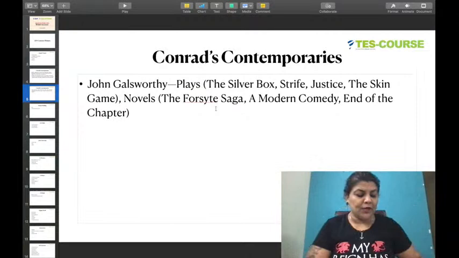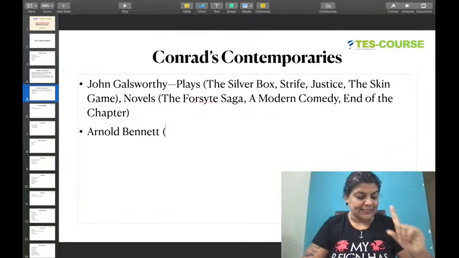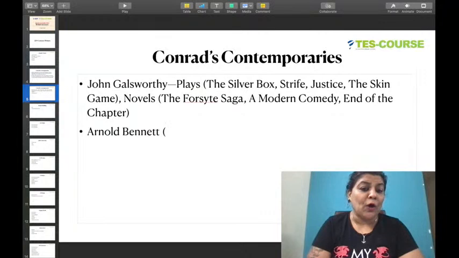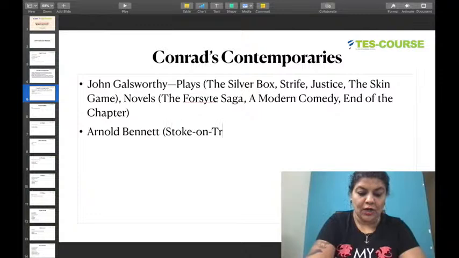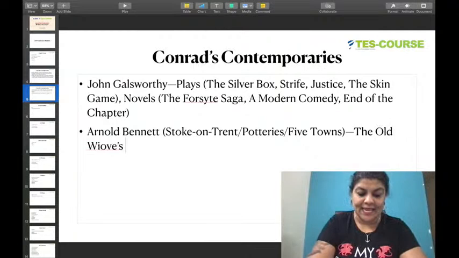Other than John Galsworthy, there is Arnold Bennett. Arnold Bennett wrote about Stoke-on-Trent or The Potteries or Five Towns. All the same place, okay? That is what he wrote about, Arnold Bennett. His best novel is The Old Wives' Tale. The Old Wives' Tale is Arnold Bennett's best known novel.